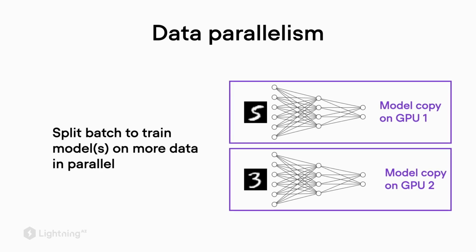Where tensor parallelism usually deals with limited GPU memory, data parallelism is to increase the training throughput. Here we are splitting the batch to train the models on more data in parallel. So for example, we can create two copies of the model and place one copy on one GPU and the other copy on the other GPU. Then using different data points, we train both models in parallel and average the gradients when we update the models. This way we can go through the data faster by training the models in parallel on different GPUs. And note, this is only a brief introduction. We have a dedicated video to explain this concept in more detail later.